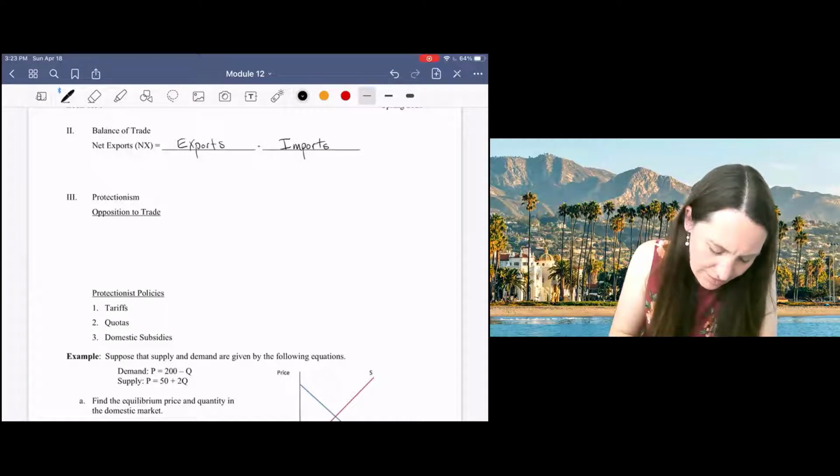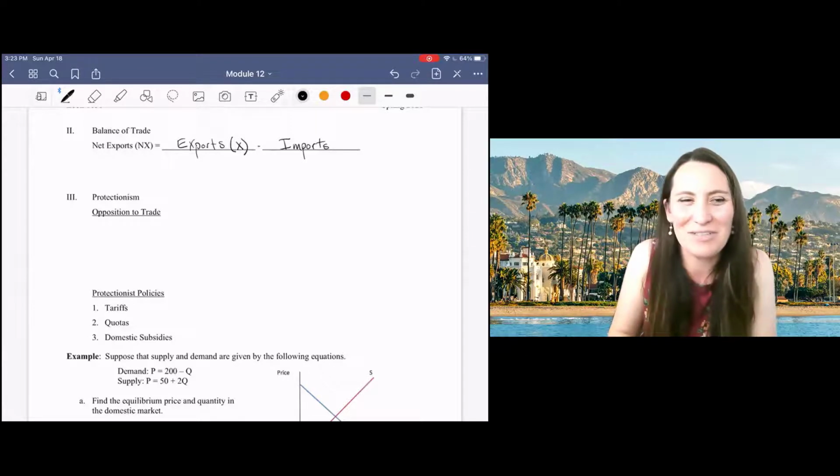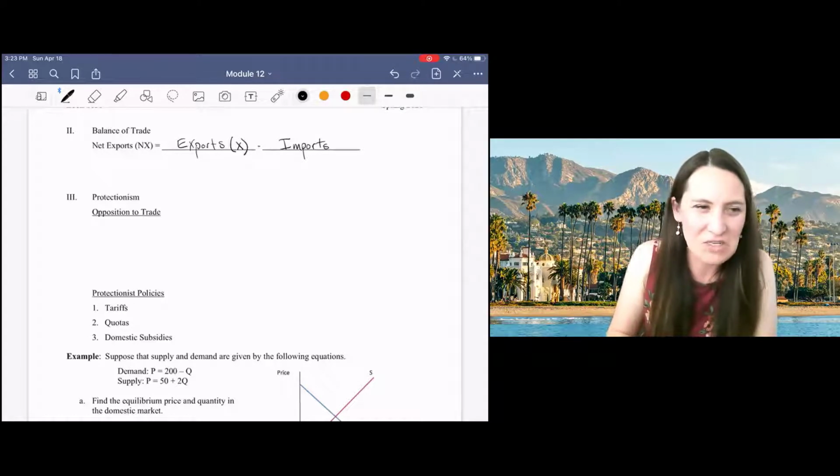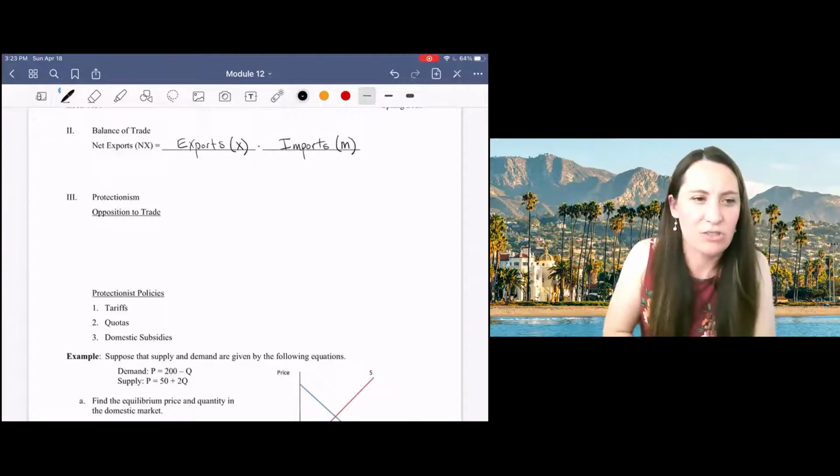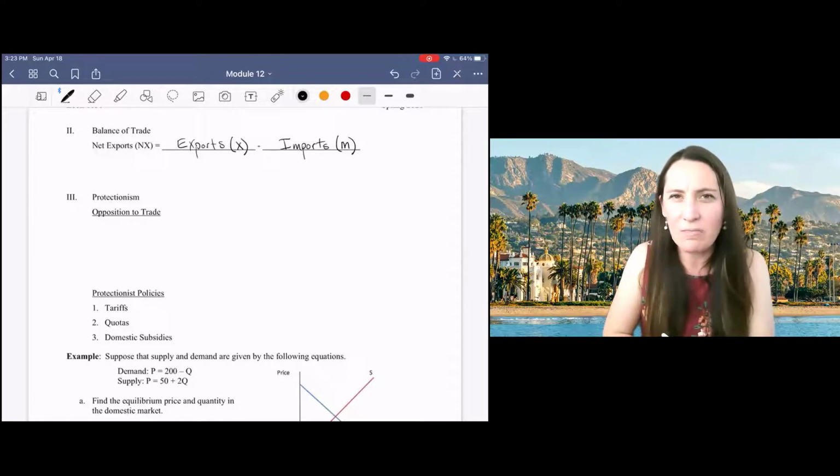And I'll remind you, exports is generally denoted with an X, imports is generally denoted with an M. So we can calculate net exports as exports minus imports.